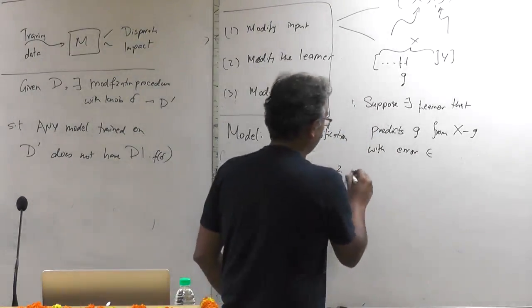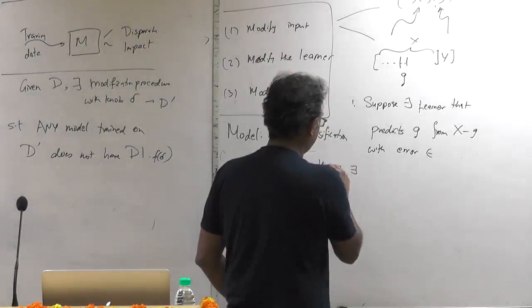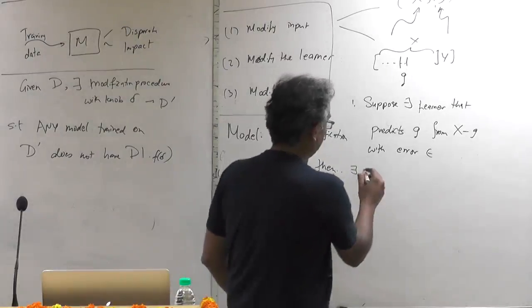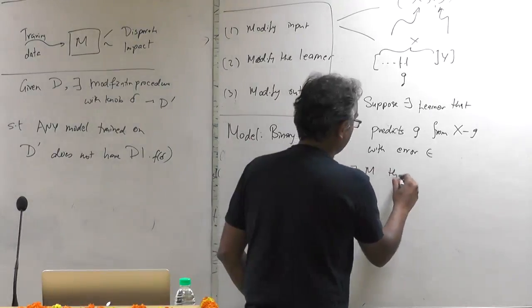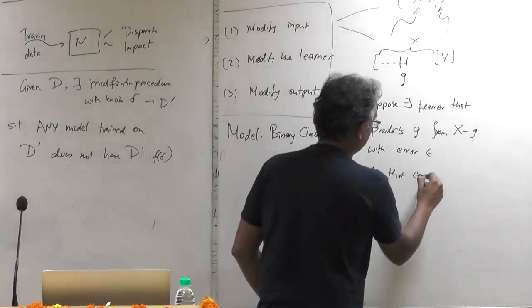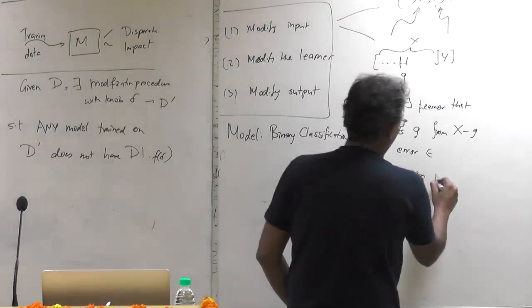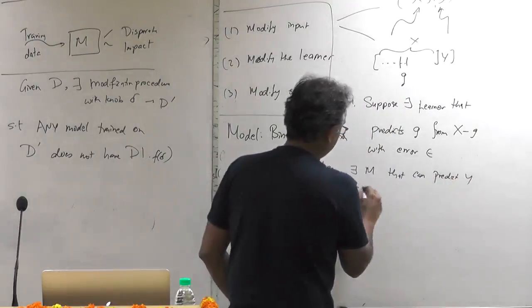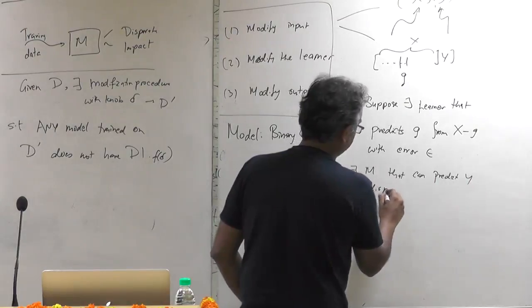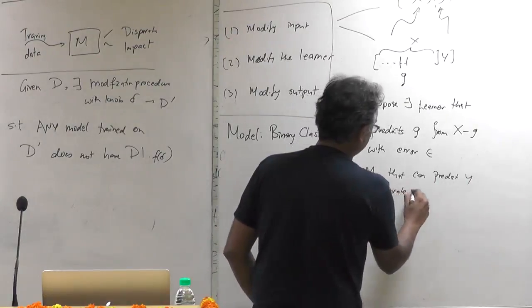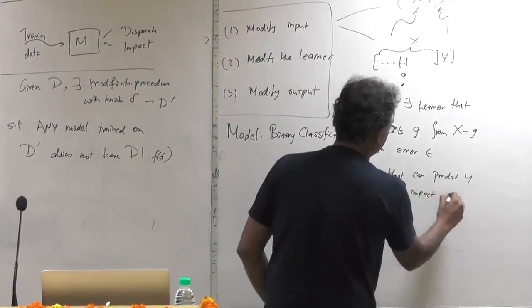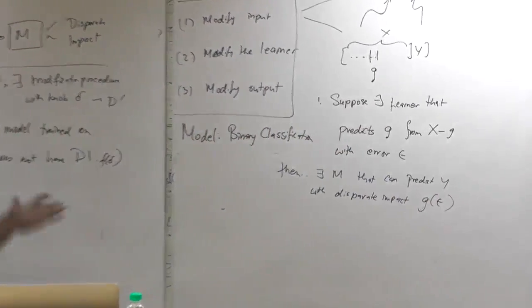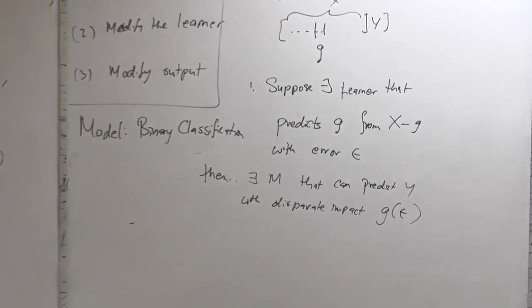Then there exists a machine that can predict Y with disparate impact. The actual function G doesn't really matter here.